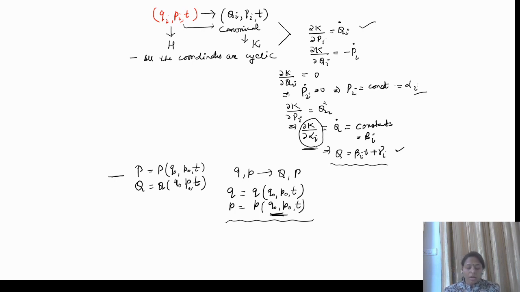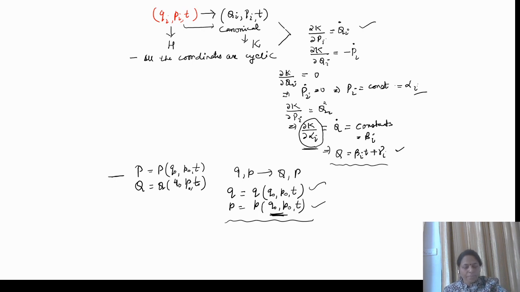But what should be the approach? How can we find this type of solution? For that, Hamilton-Jacobi theory is there. And how can it be possible? What is our purpose now? Our purpose is to find the transformation equations in such a way that, if I want to find this type of equations, my K, the new Hamiltonian, should be either constant or zero.